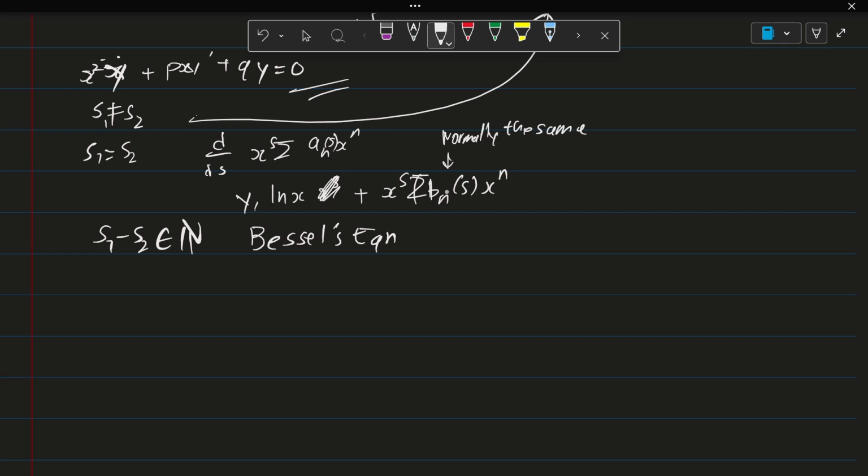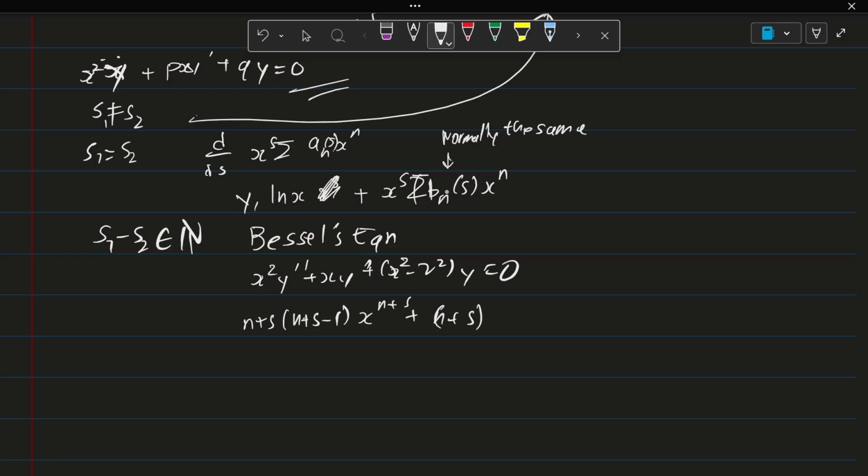I want to show you the equation first, which is x squared y double prime plus x y prime plus (x squared minus v squared) y equals 0. Now, if you do the indices again, this would become the sum of (n plus s)(n plus s minus 1) u_n x^(n+s) plus (n plus s) u_n x^(n+s) plus u_n x^(n+s+2) minus v squared u_n x^(n+s), equals 0.